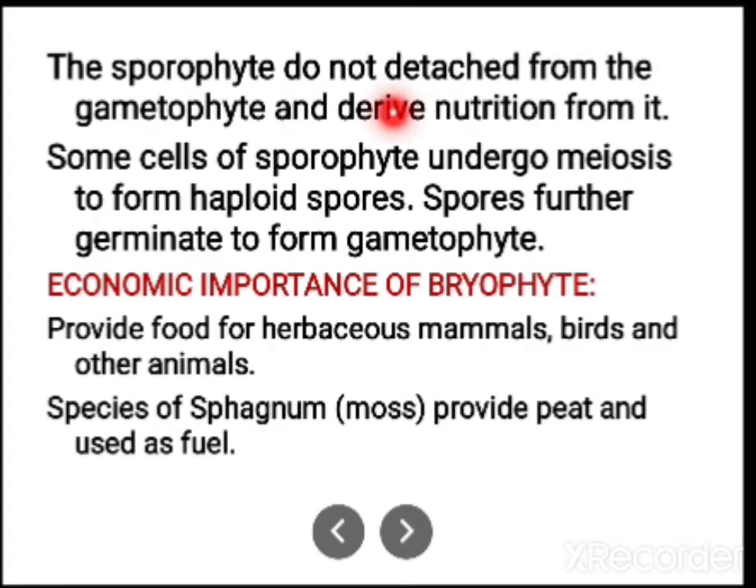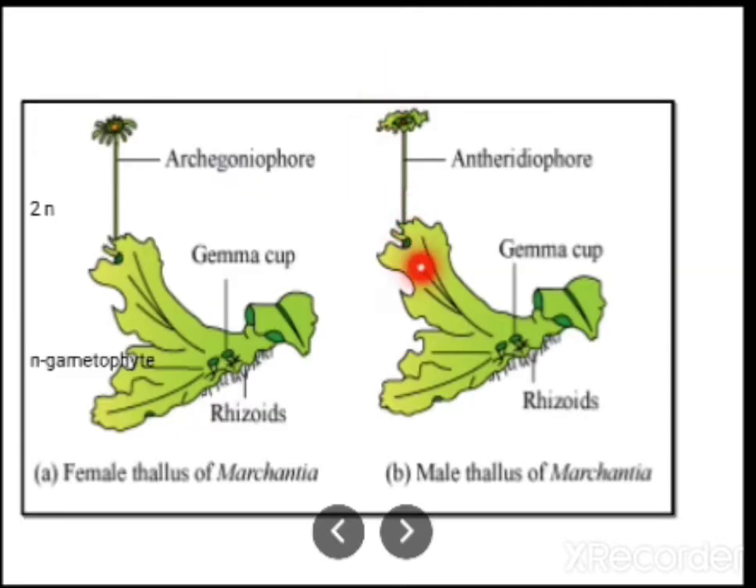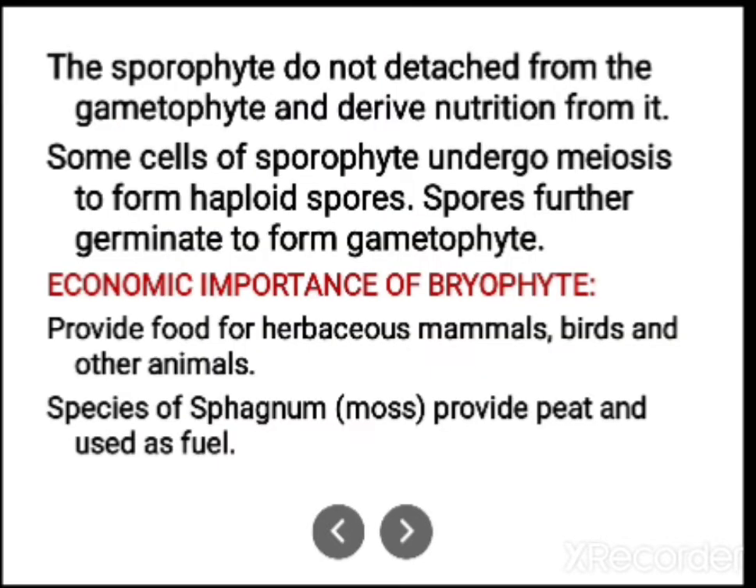The sporophyte does not detach from the gametophyte. Can you see here the sporophyte is attached to the gametophyte, and this sporophyte depends upon the gametophyte for food and nutrition for all purposes. Some cells of the sporophyte undergo meiosis and form haploid spores, and the spores further germinate to form the gametophyte. What are the uses of bryophytes?